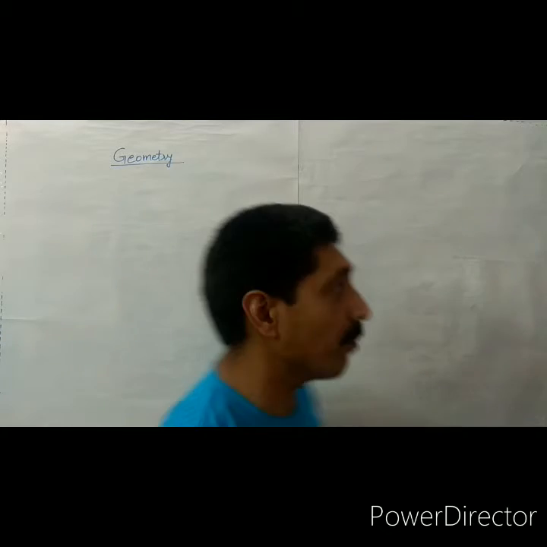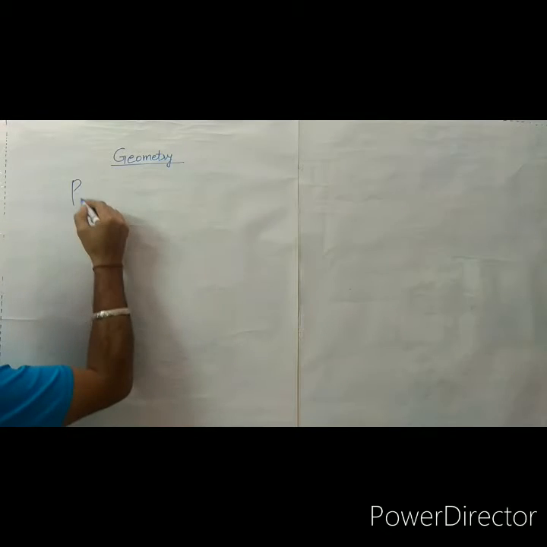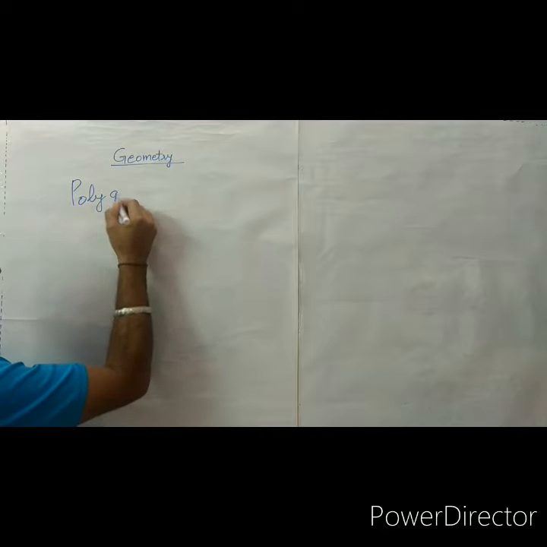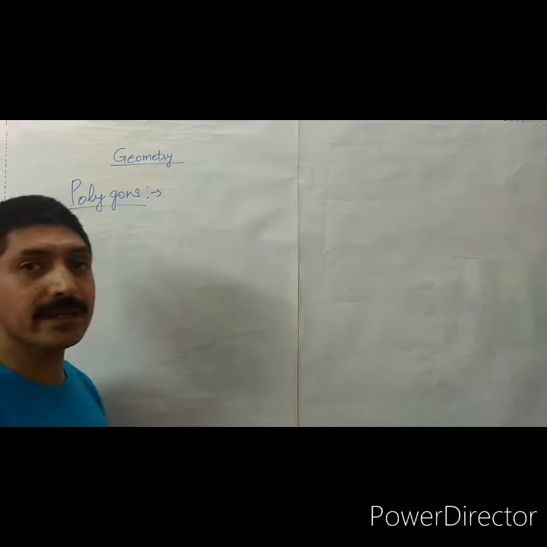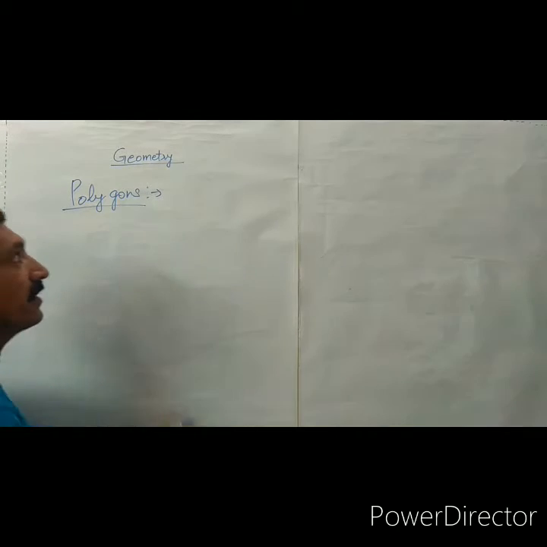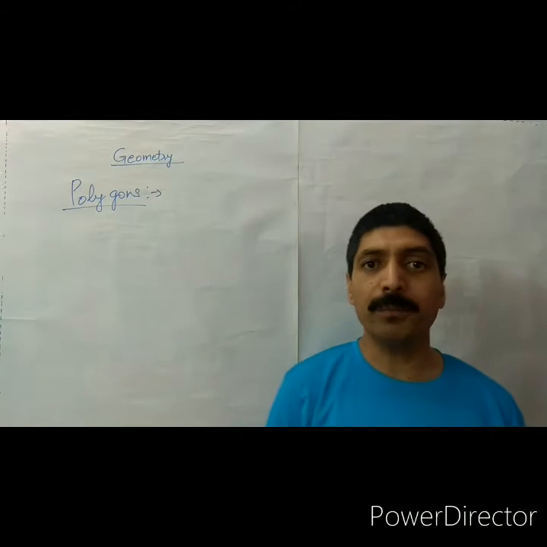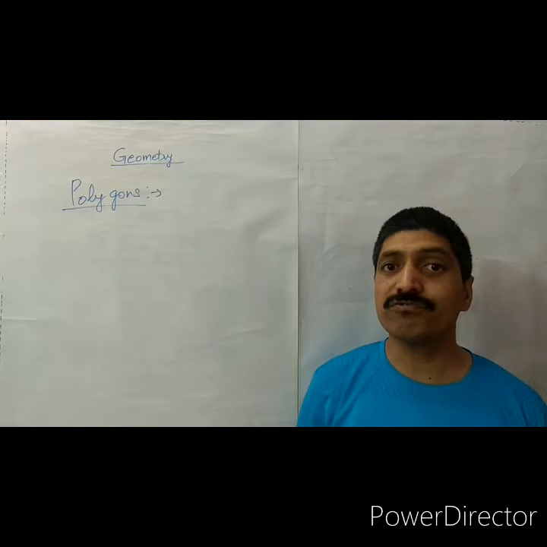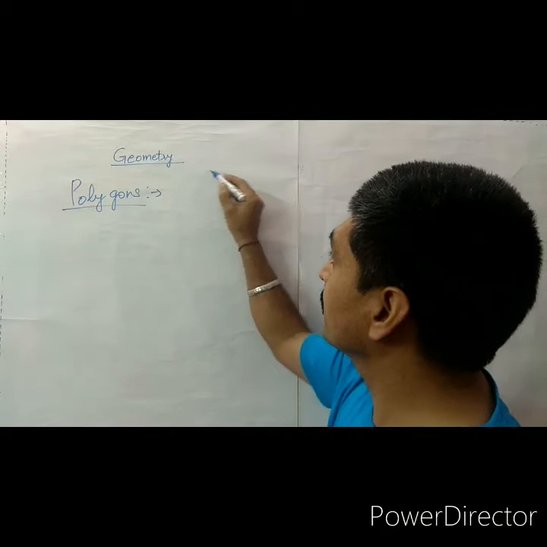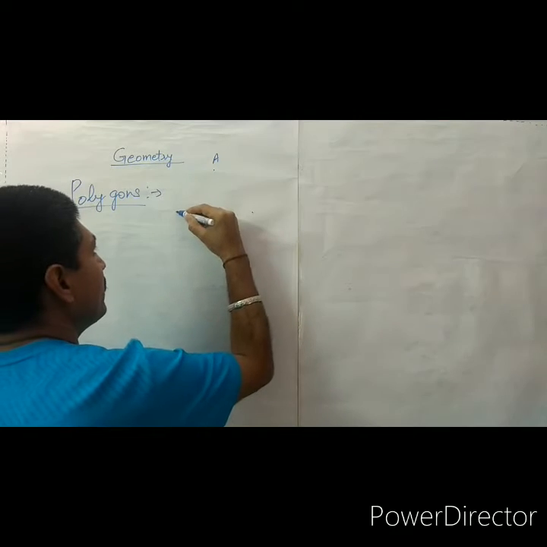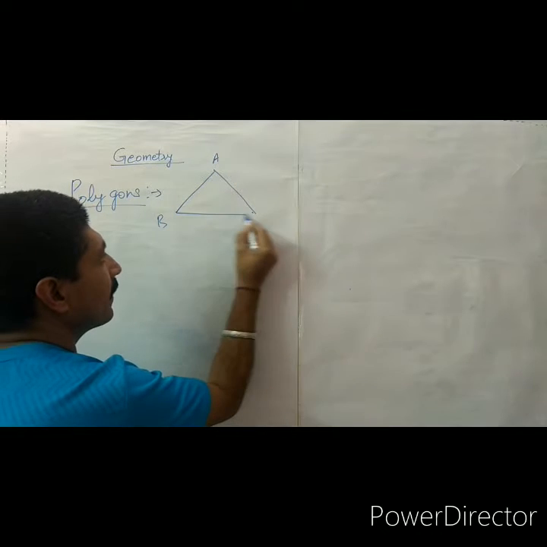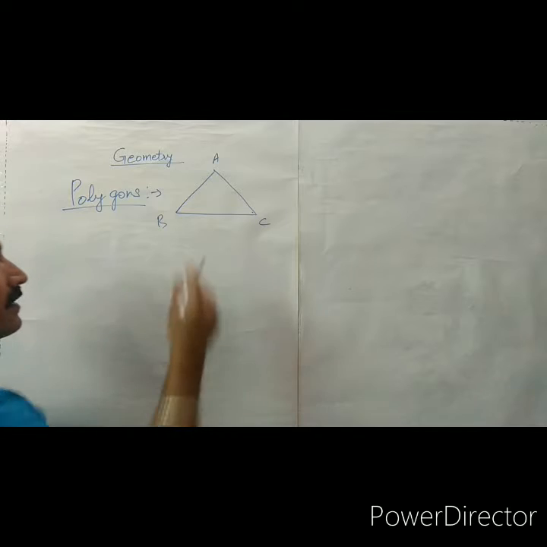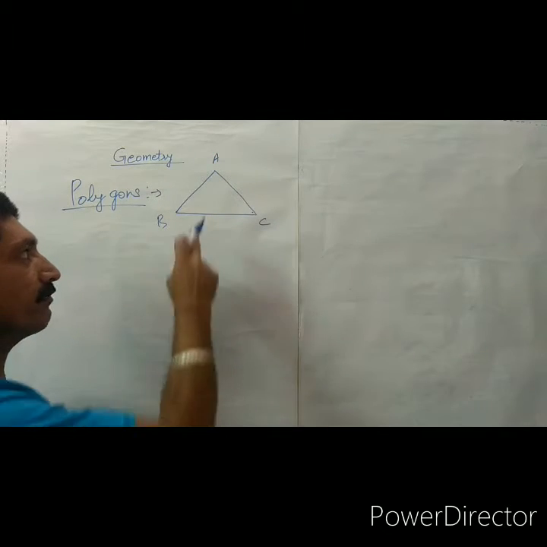So polygon. Poly means many, gons means sides. A polygon is a closed figure formed by line segments. So triangle: line segments AB, BC and AC form the smallest polygon with 3 sides.